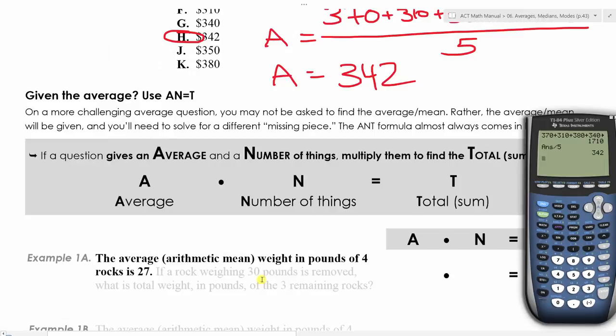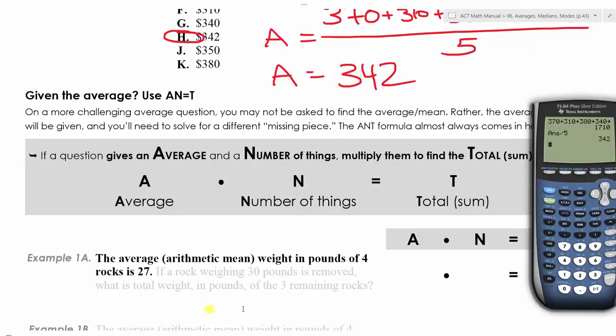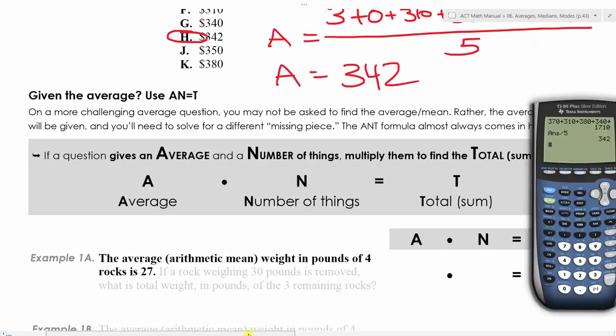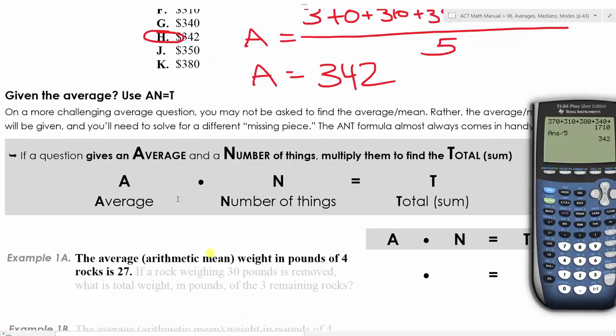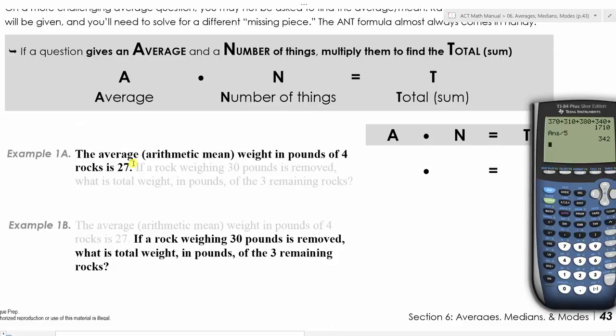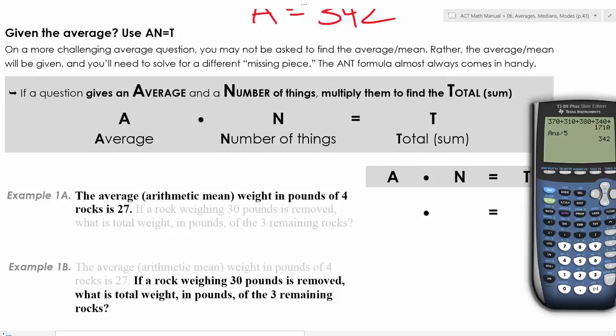So the more challenging average questions on the test will, as I said, not be like the one we just did. That one was very basic and very simple and very straightforward, and looked a lot like the average questions that you did when you first learned averages. On the ACT, what will happen frequently is a question will actually give you the average. It will give you the average, and it'll give you a number of things.